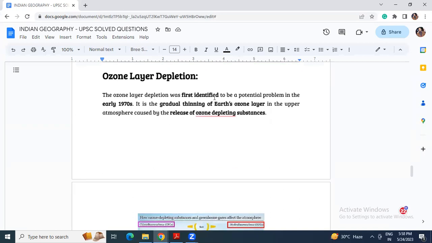The ozone layer depletion was first identified to be a potential problem in the early 1970s. It is a gradual thinning of Earth's ozone layer in the upper atmosphere, caused by the release of ozone depleting substances. So the upper atmosphere ozone layer is necessary for us, right? Now, ozone layer depletion that was identified in the early 1970s means the gradual thinning of Earth's ozone layer in the upper atmosphere, caused by the release of ozone depleting substances.